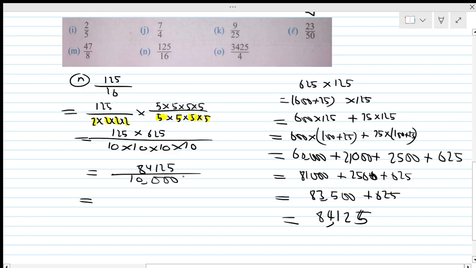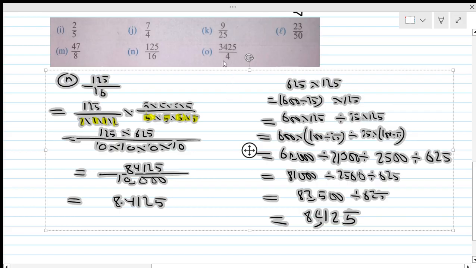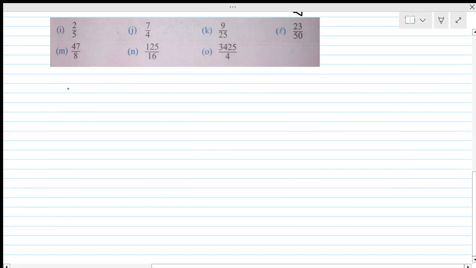So now it got 84,125 by 10,000. You see here 4 digits, so you have to give 4 digits after decimal. So 84125 we do have, and to keep 4 digits after decimal you have to keep the dot over here. So it is 8.4125. So it's of number N. And after number N, now I go with number O. Okay, so I'm going with number O.